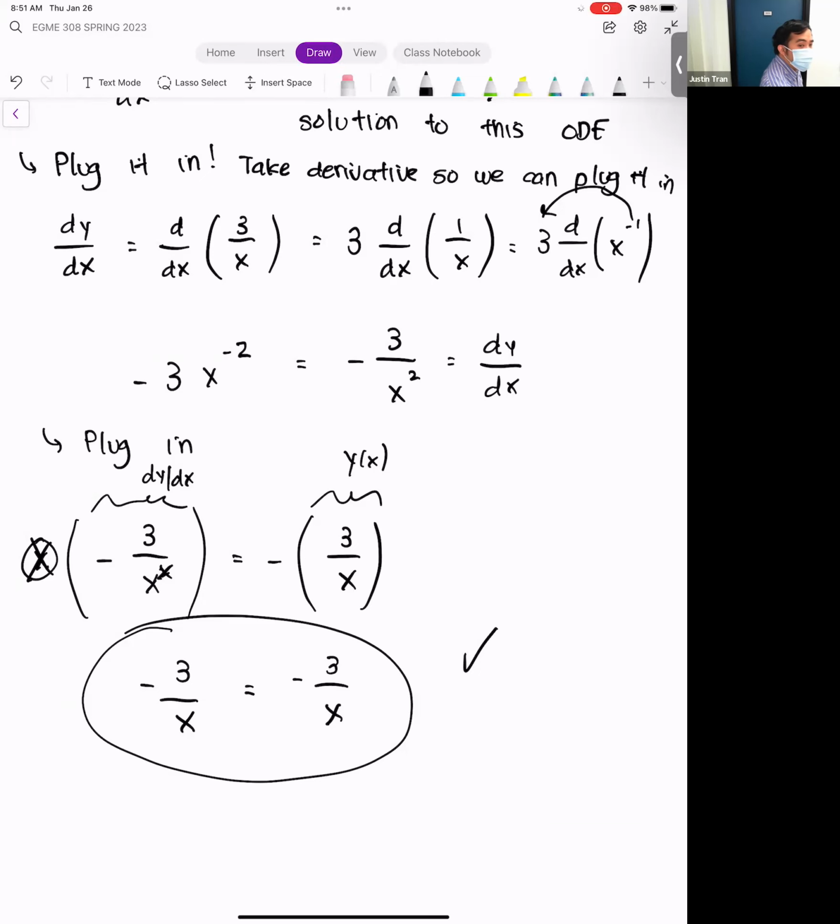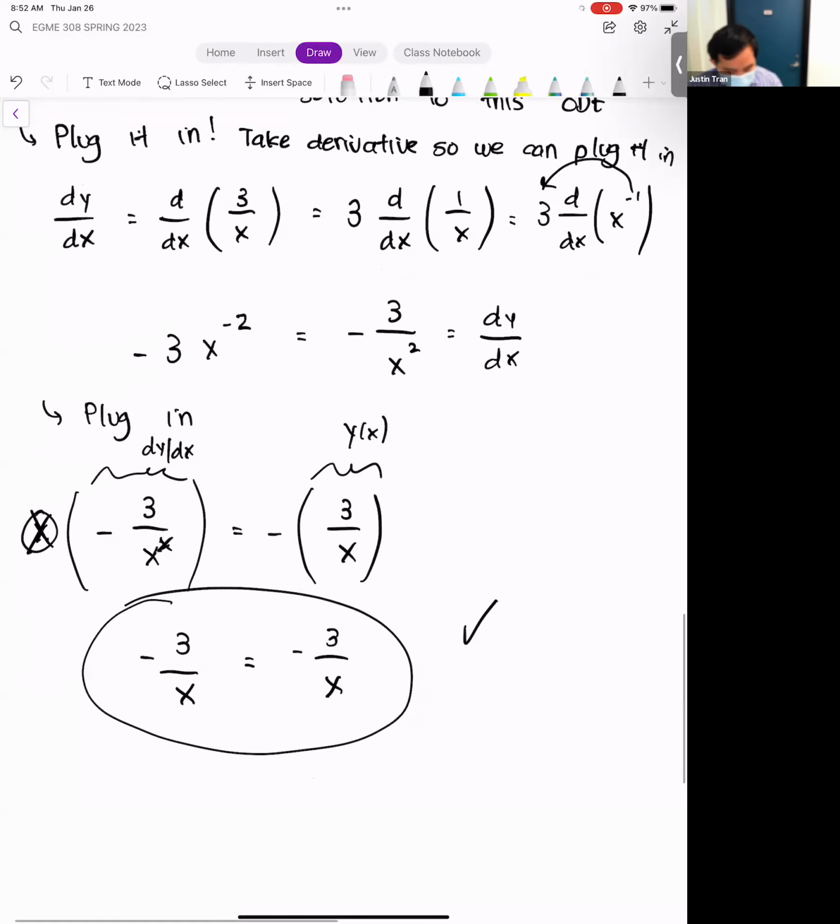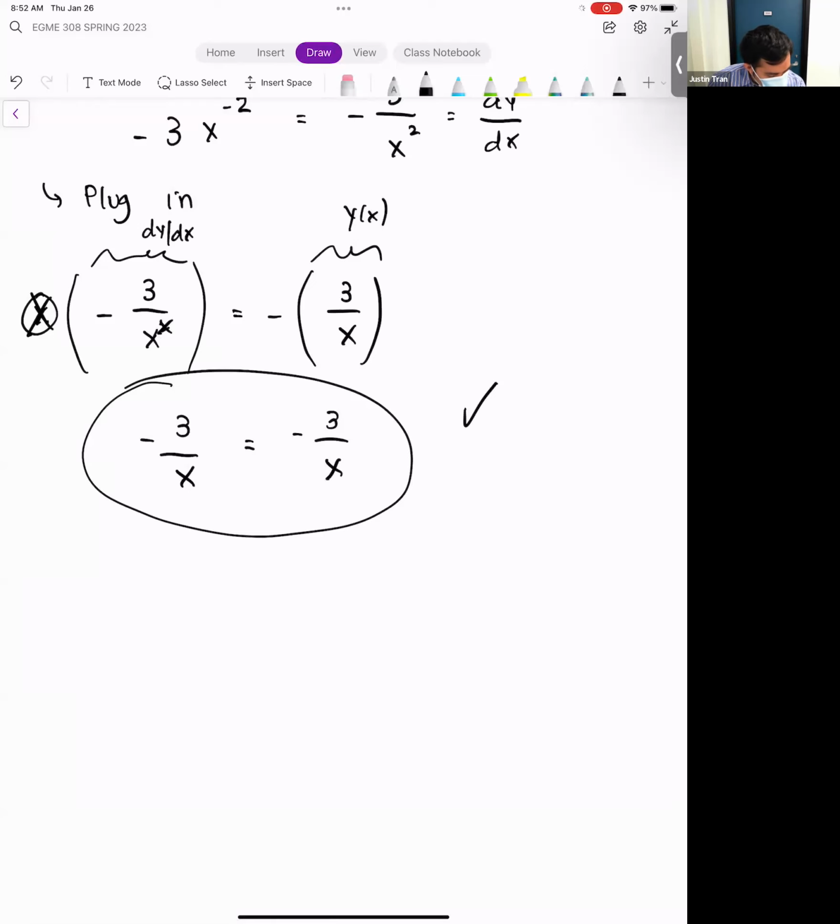Any questions on this example right here? Okay. You can do this for basically any differential equation throughout this entire course. If you're ever unsure, go through the process. Especially when we get to second order ODEs next week, the process can be a bit long. So if you're ever unsure about your solution, just plug it back in, and that will tell you whether you're right or wrong.